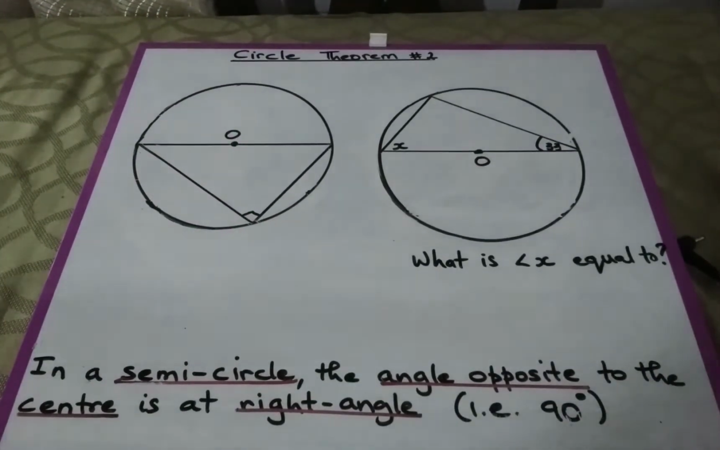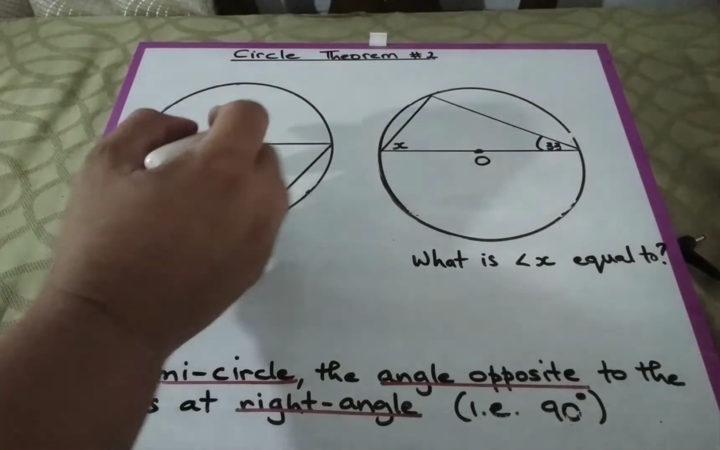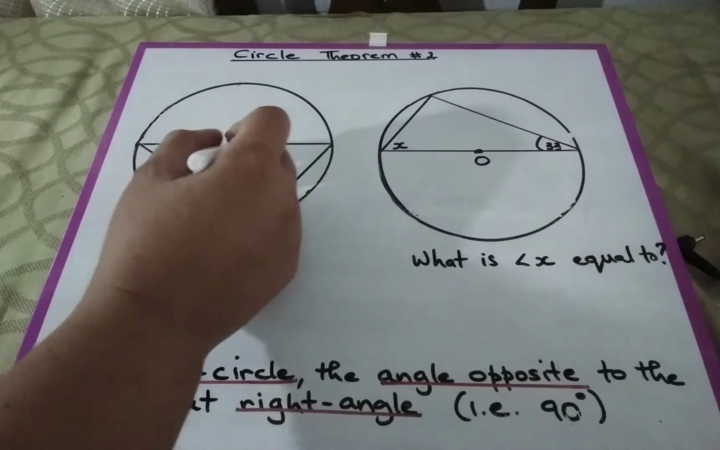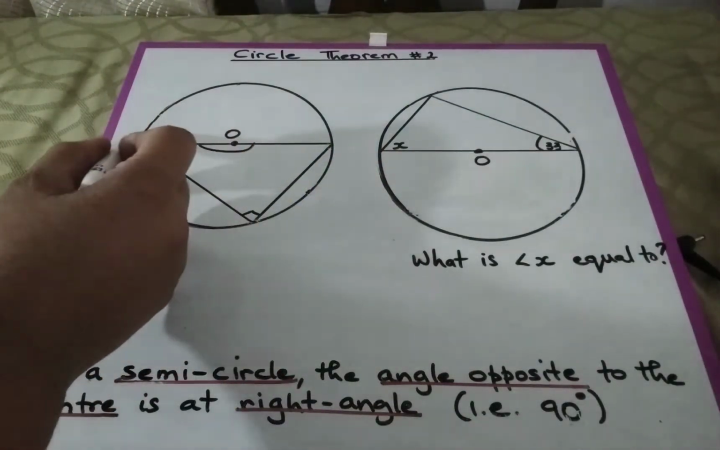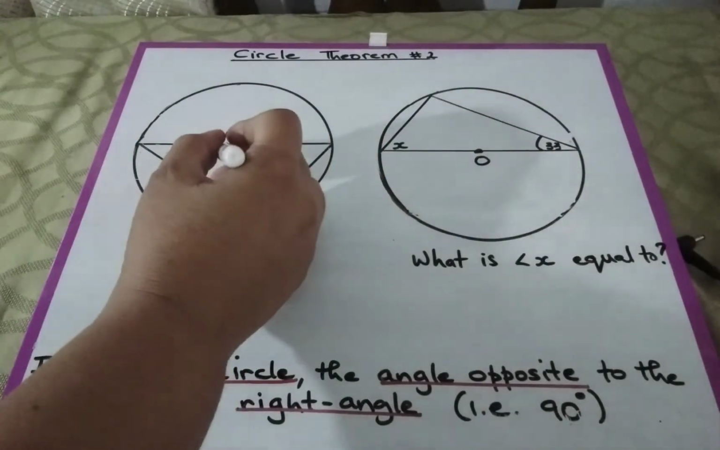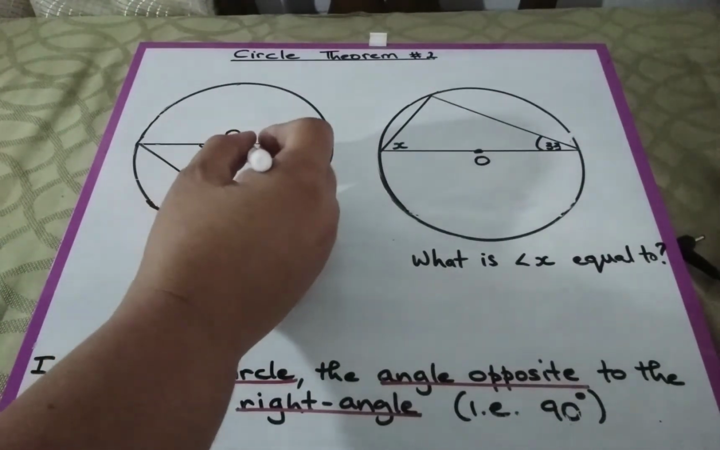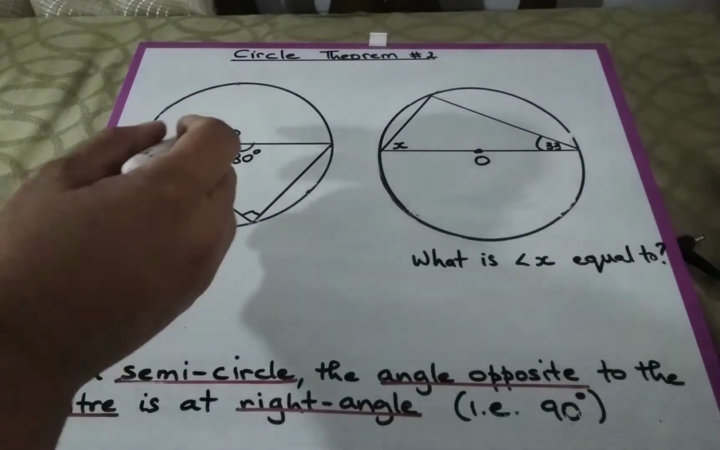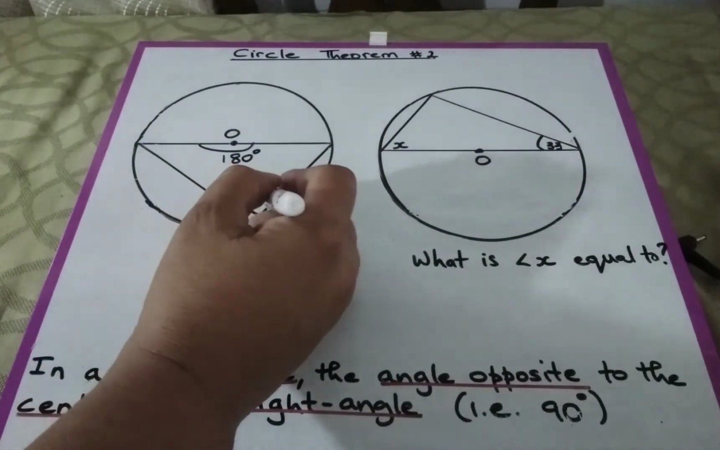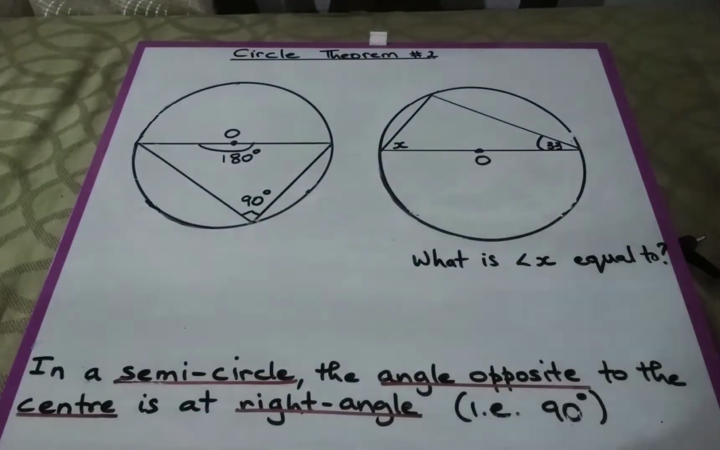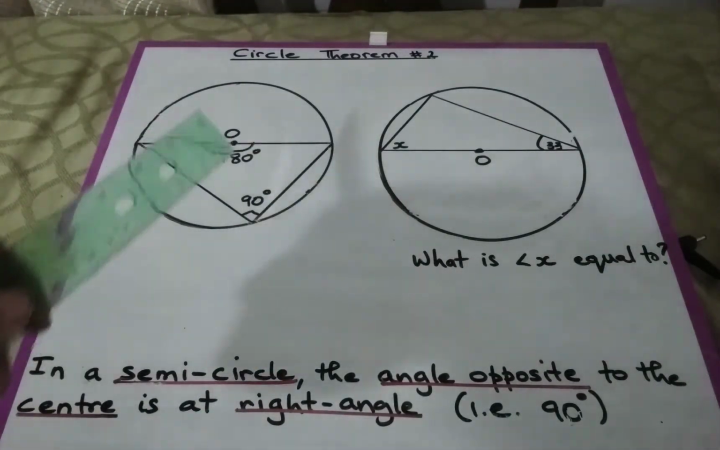So it is almost similar to the first circle theorem, where it says the angle at the center is twice the angle on the circumference. Now we know that angles on a straight line equal 180 degrees. So if this is 2 times this, then this obviously must be 90 degrees. So the angle at the center is twice the angle on the circumference.